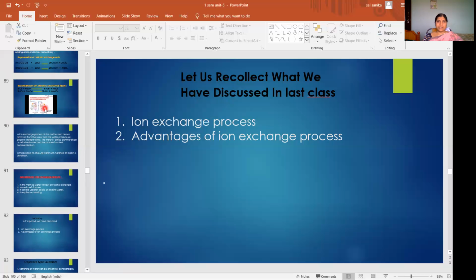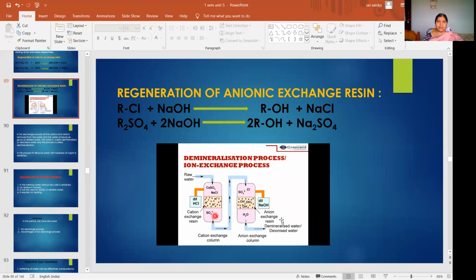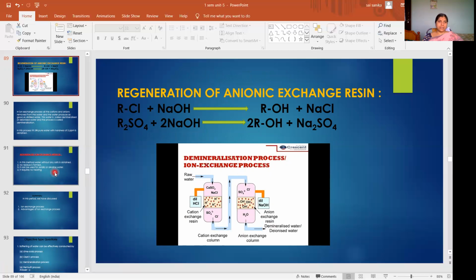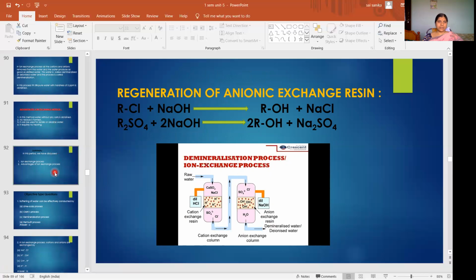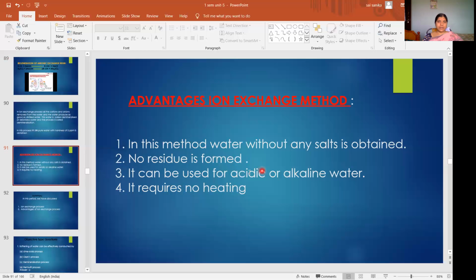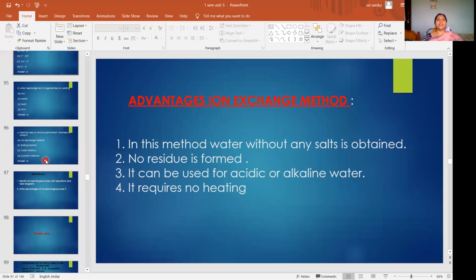This is the diagram for the ion exchange process: acidic resin, basic resin, raw water. Here, water moves to the second container. The equations I already explained, so I am not discussing the equations again. And the advantages: in this method, water without any salts is obtained, no residue is found, it can be used for acidic or alkaline water, and it requires no heating.